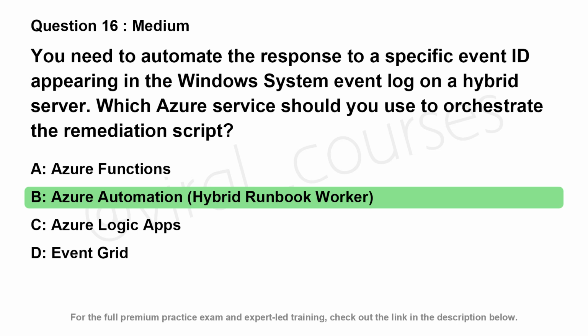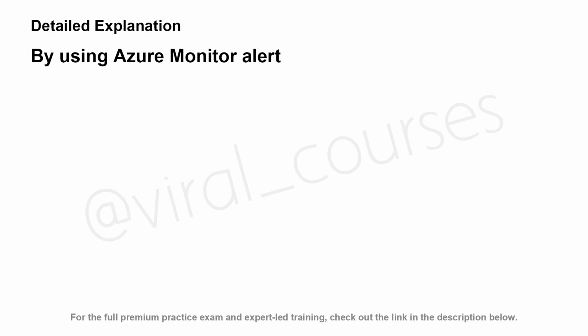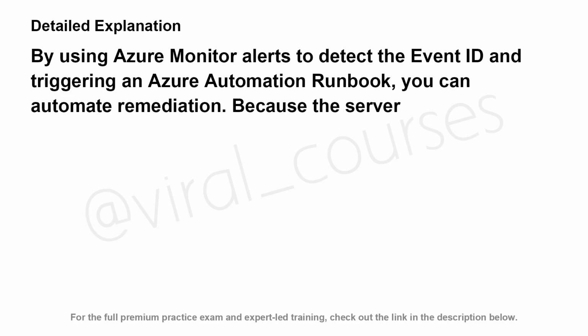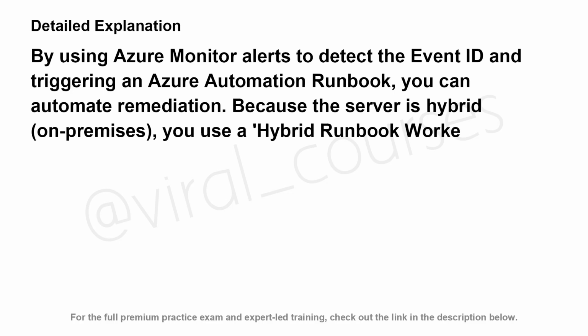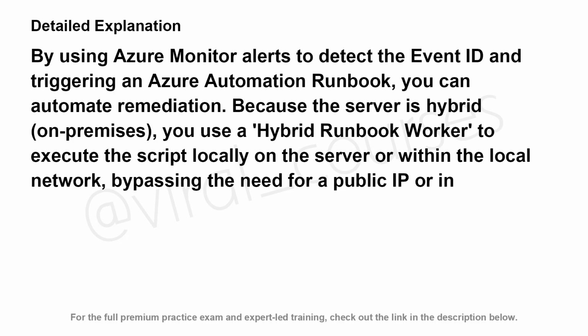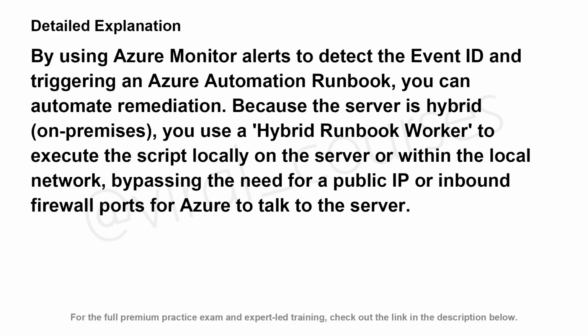The correct answer is B. By using Azure Monitor alerts to detect the event ID and triggering an Azure Automation runbook, you can automate remediation. Because the server is hybrid, on-premises, you use a Hybrid Runbook Worker to execute the script locally on the server or within the local network, bypassing the need for a public IP or inbound firewall ports for Azure to talk to the server.